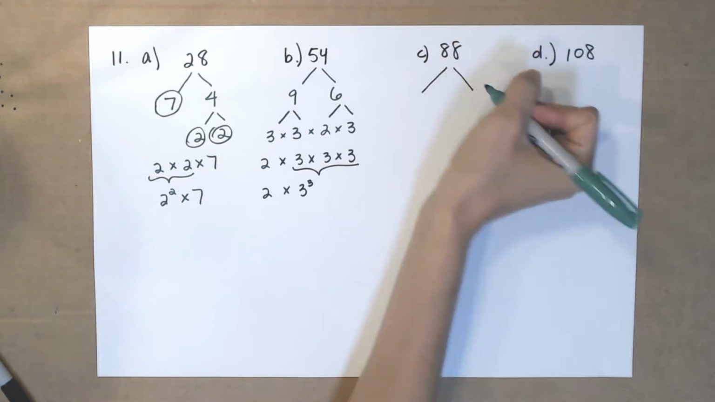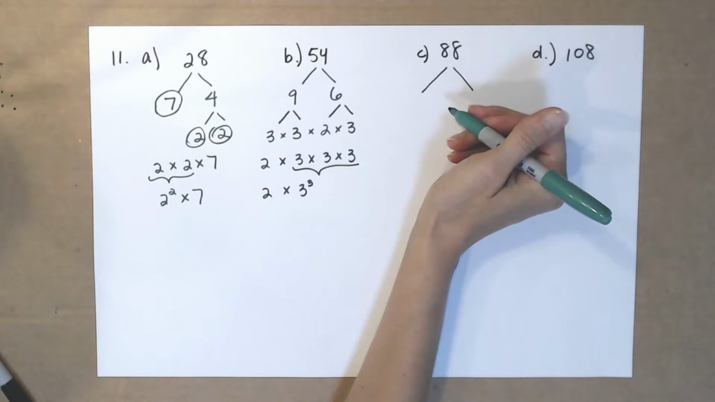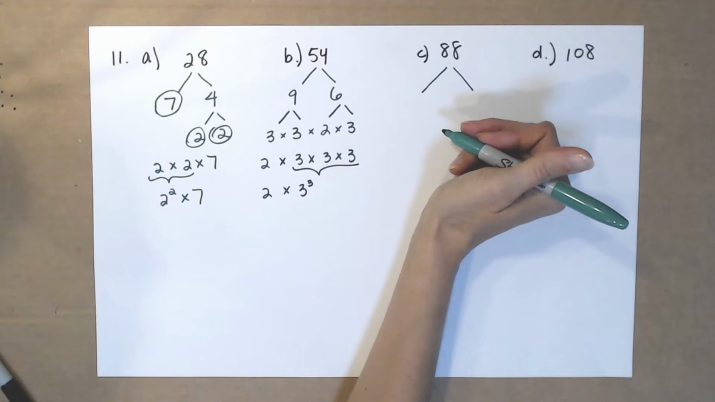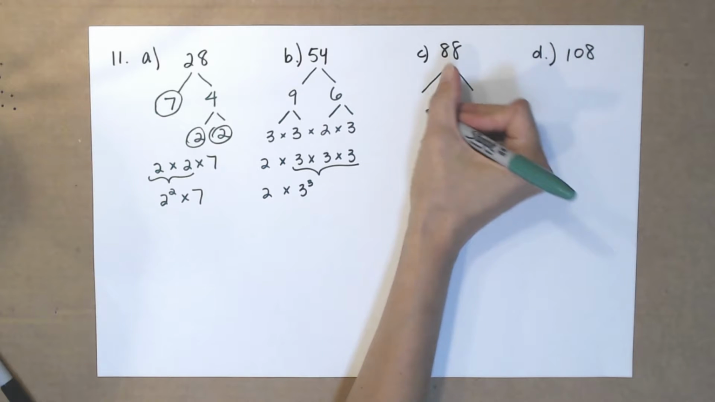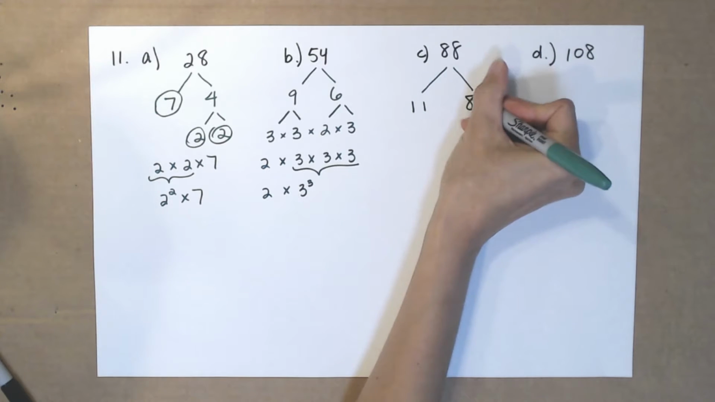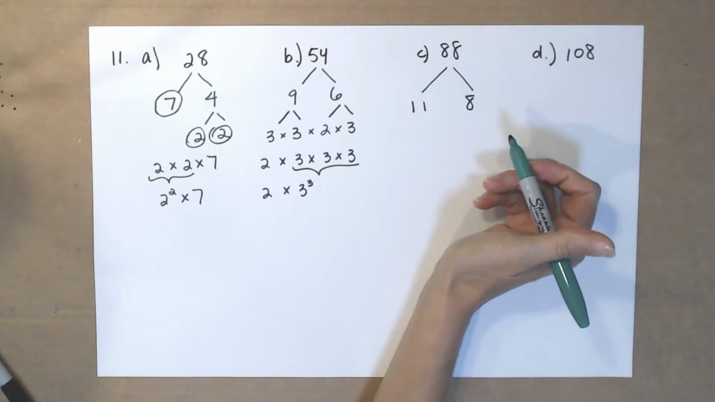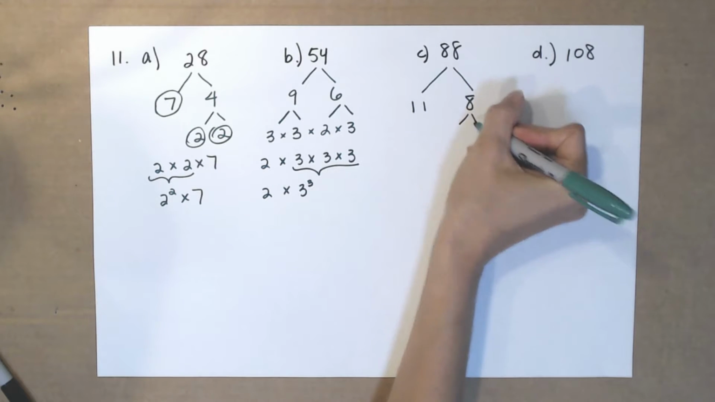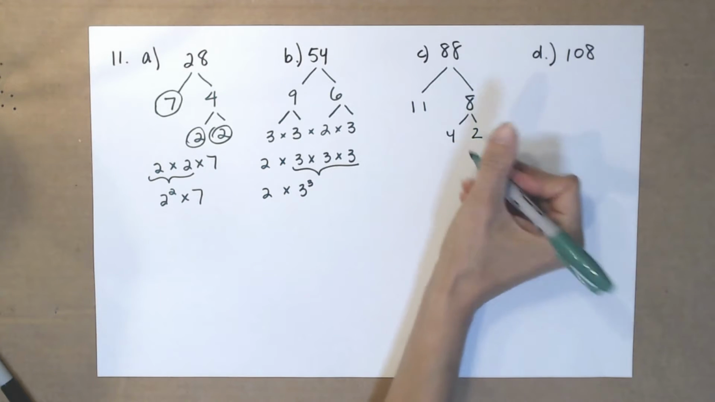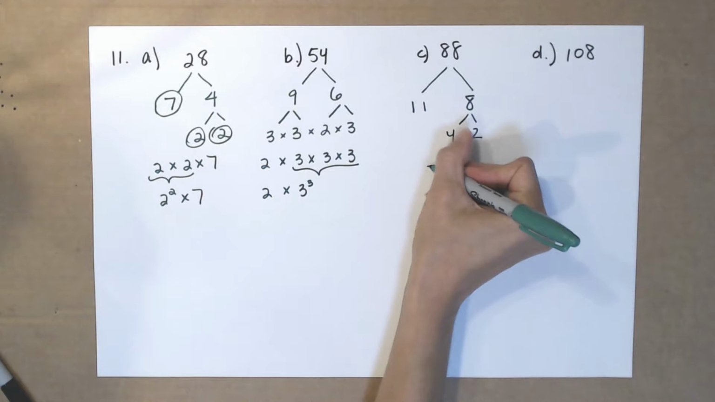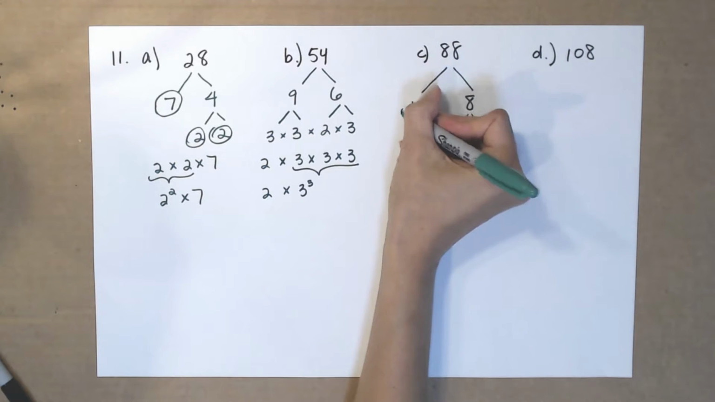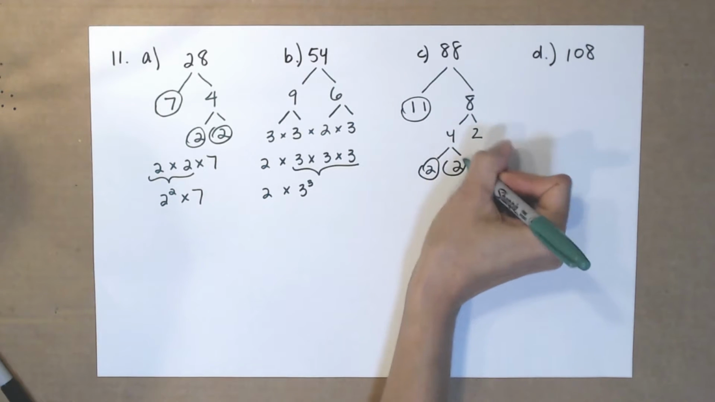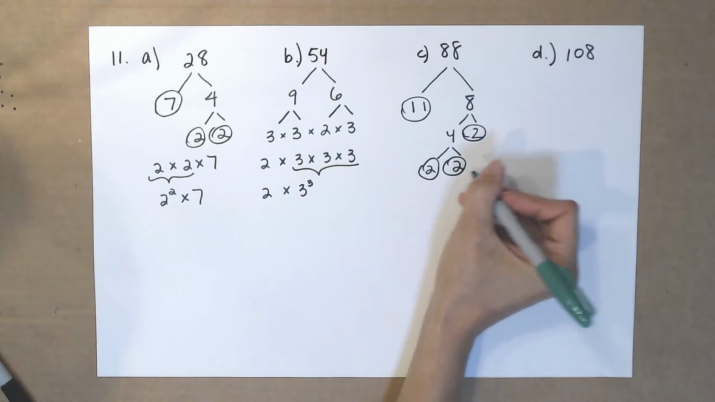88. Well, I know I could start with 44 times 2 or 11 times 8. I'm going to try 11 times 8. I know 11 is a prime number, so I'm going to leave that. And 8 I know is 4 times 2, but then the 4 can be broken down into 2 times 2. So I end up with these 4 prime factors.